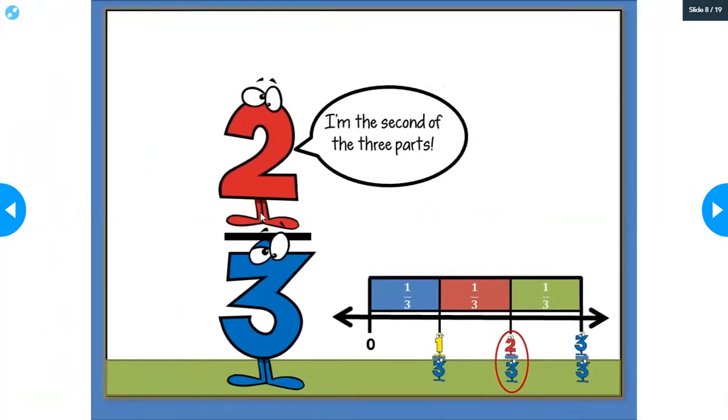Now, the numerator tells us that that is the second of the 3 parts. So we would be counting over 1, 2, and we'd be circling 2/3 on our number line.